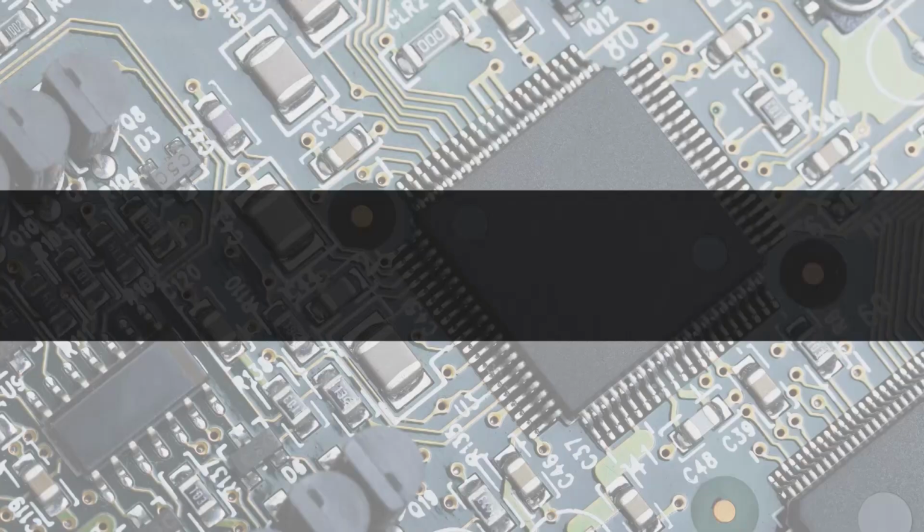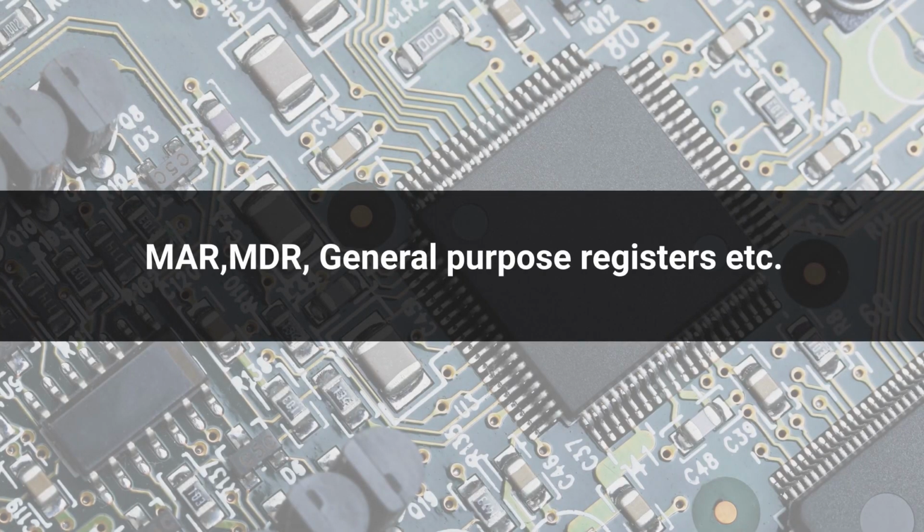We can take a simple example: if the CPU is instructing the main memory to fetch data, it will make use of different types of registers available to it. It could be the memory address register or the memory data register. And then, to perform manipulations, the CPU may make use of general purpose registers.